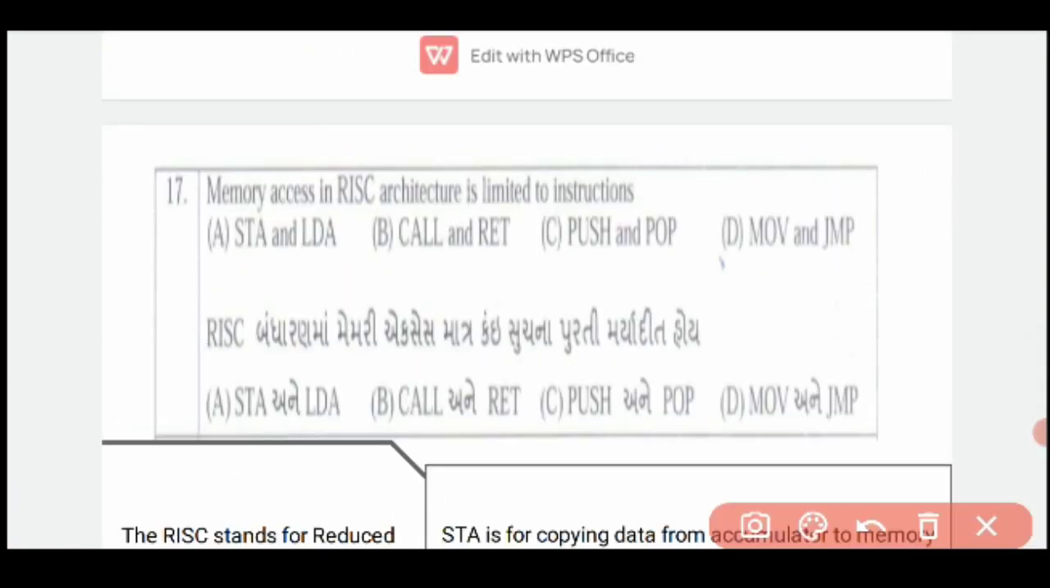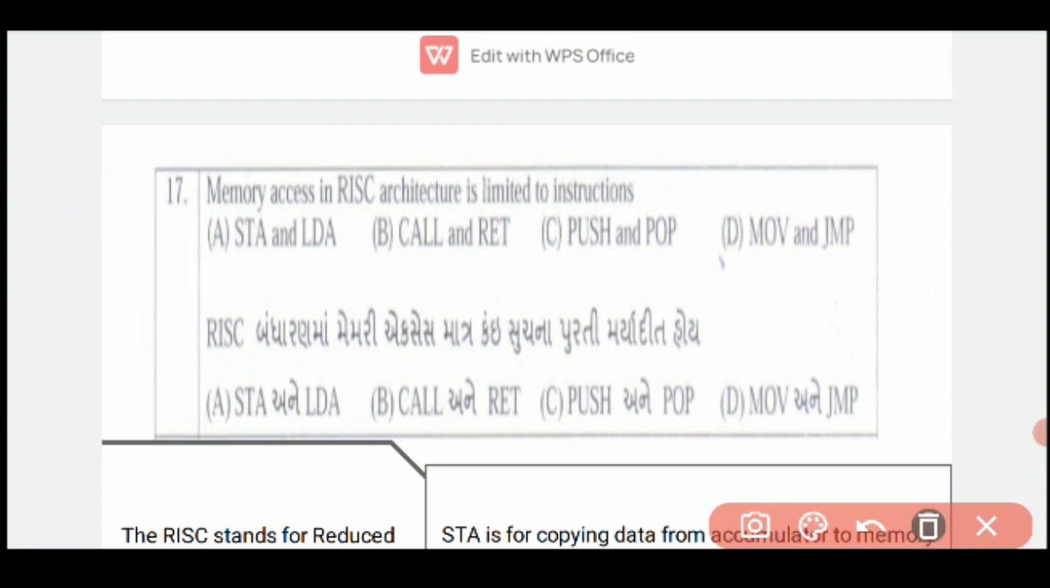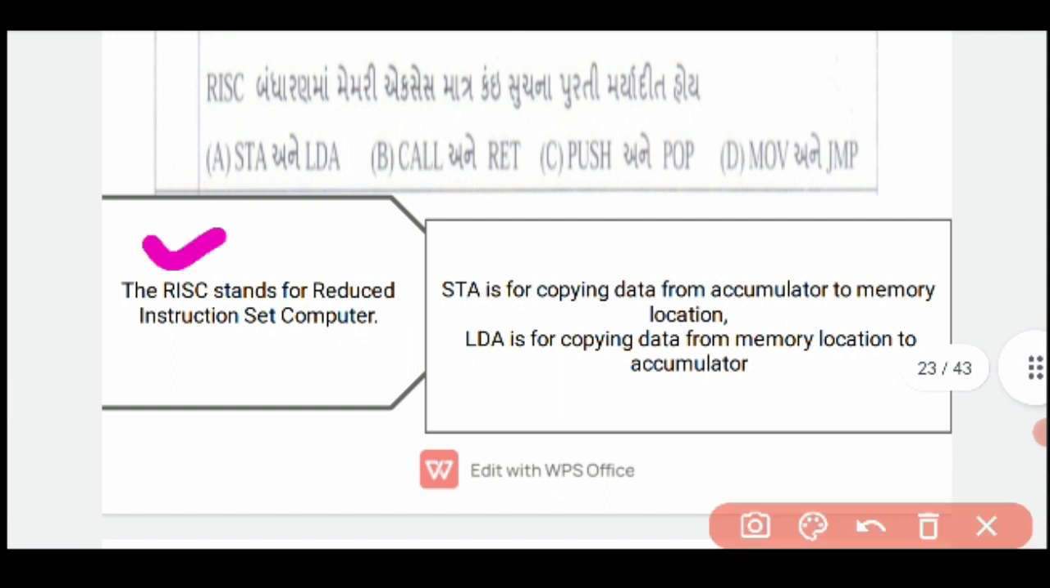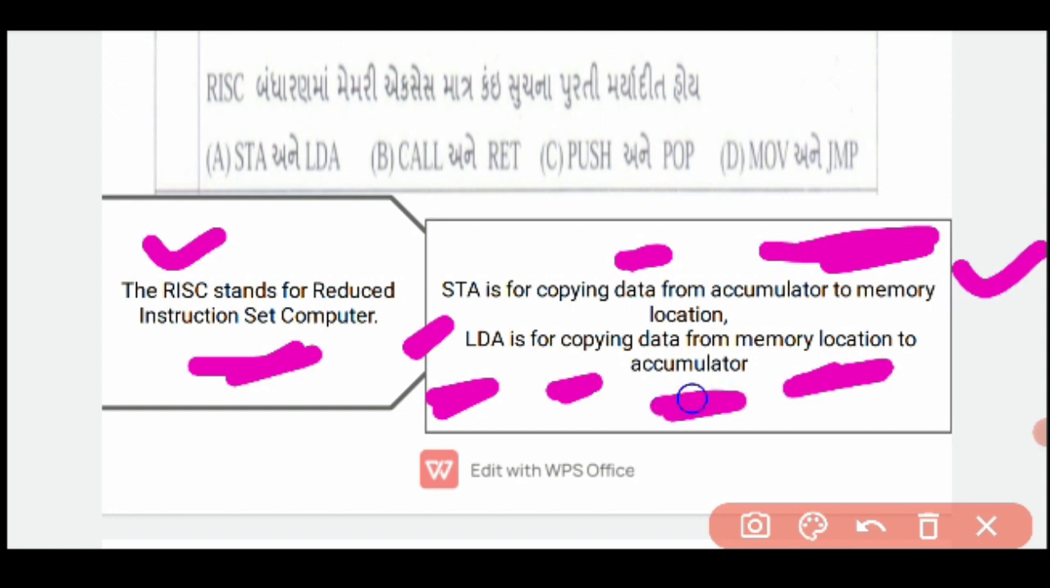Question number 17. Memory access in RISC architecture is limited to which instructions? Option A, STA and LDA; option B, call and RET; option C, push and pop; option D, move and JMP. Then the answer is option A, STA and LDA, where RISC stands for reduced instruction set computer. STA copies data from the accumulator to a memory location, and LDA copies data from a memory location to the accumulator.